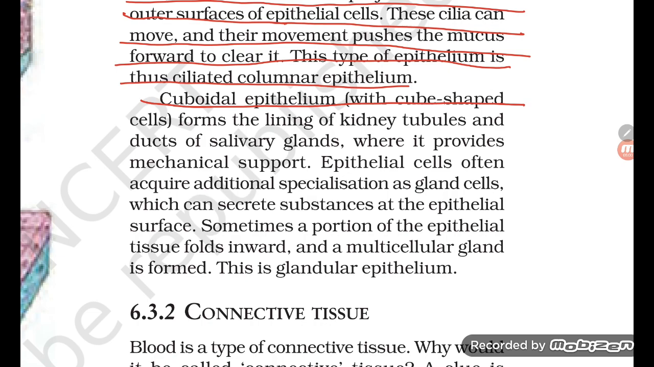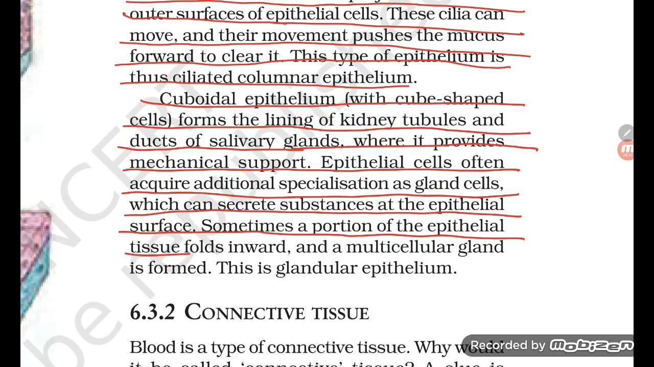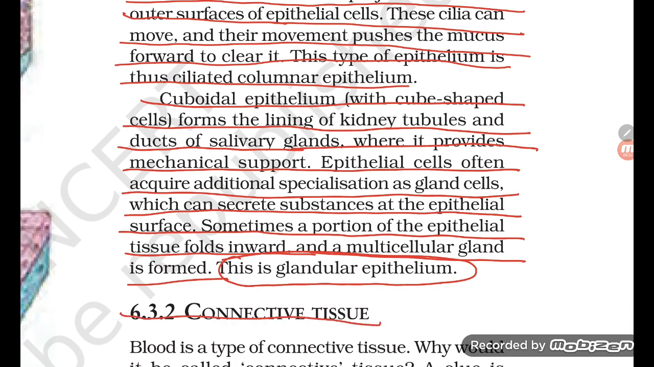Cuboidal epithelium, with cube-shaped cells, forms the lining of kidney tubes and ducts of salivary glands, where it provides mechanical support. Epithelial cells often acquire additional specialization as gland cells, which can secrete substances at the epithelial surface. Sometimes a portion of the epithelial tissue folds inward and a multicellular gland is formed. This is glandular epithelium. Next one is connective tissue. We'll study it in the next video.